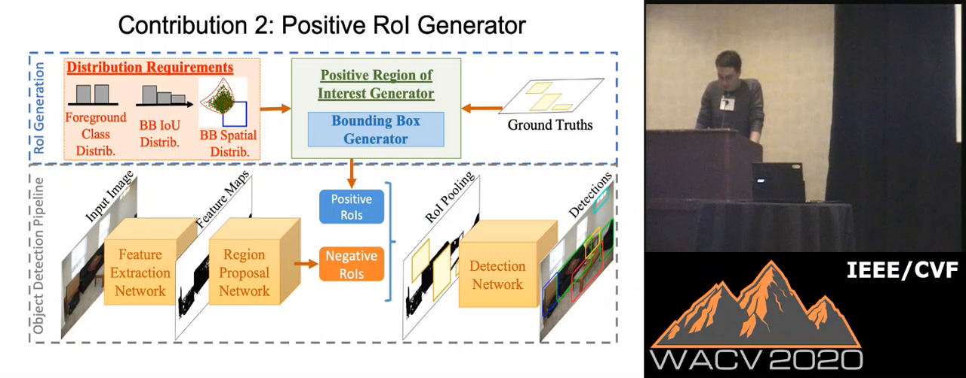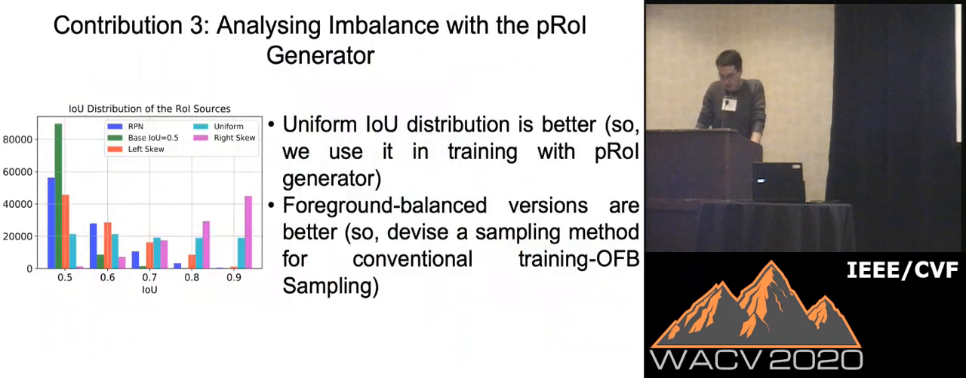Then, using our bounding box generator as a subroutine, given ground truths and desired distribution requirements, the positive ROI generator generates a set of proposals to analyze and train the detector. Our positive ROI generator is able to generate a set of proposals with different classes, IoU, and spatial distributions. We can train a detection network with different ROI distributions and observe its effects. The histograms show different ROI sources with different IoU distributions.